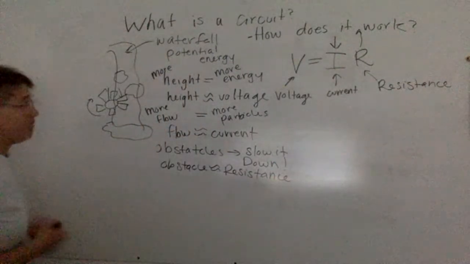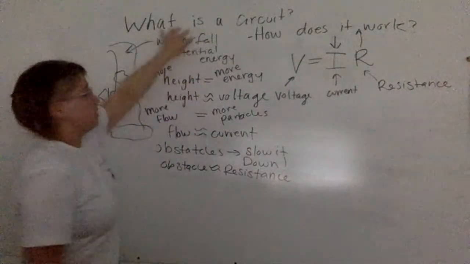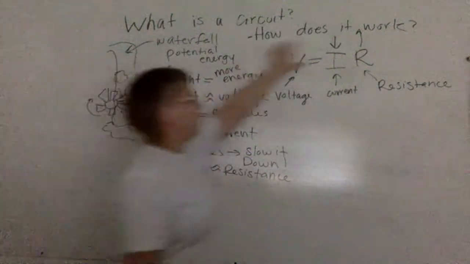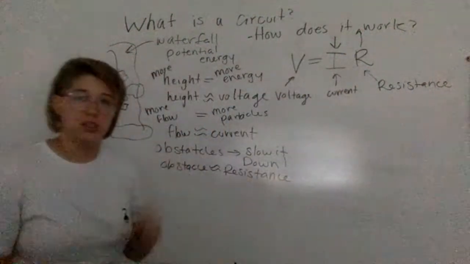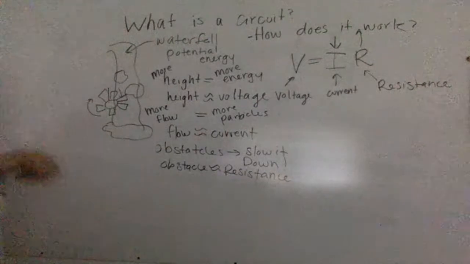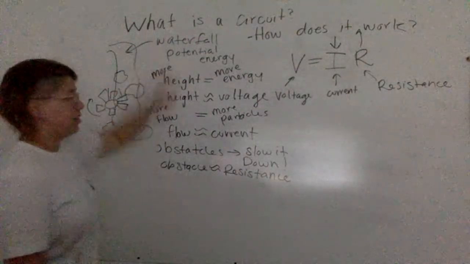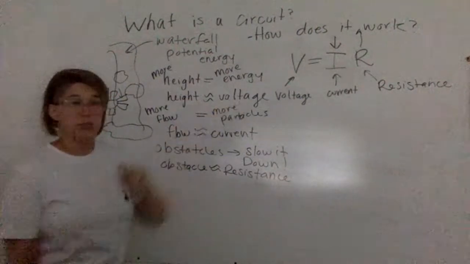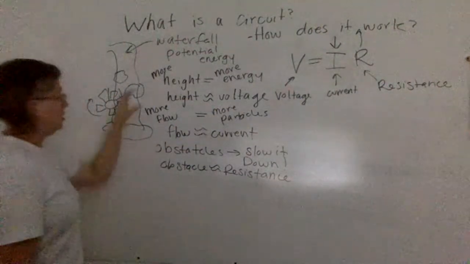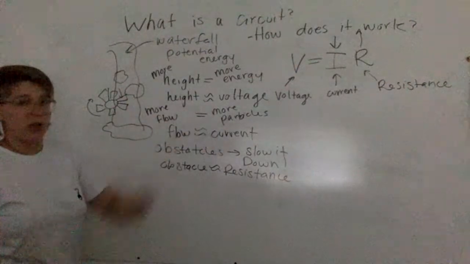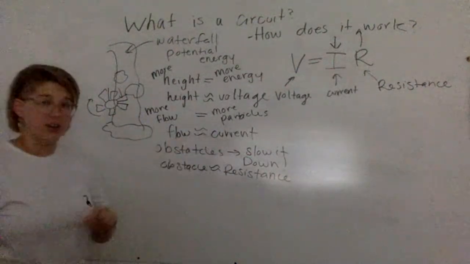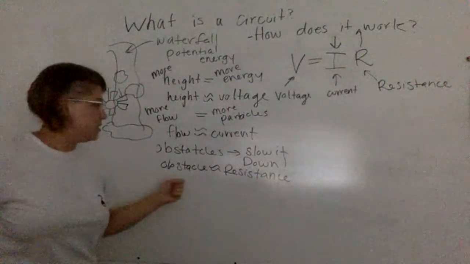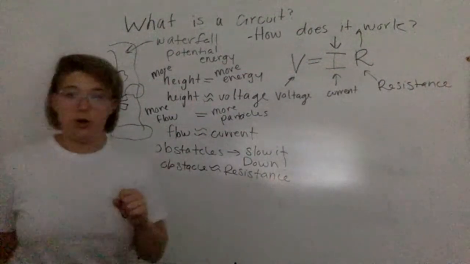So again, quick review. Hopefully you learned what a circuit is as far as a wire, battery, and something obstructing the path. How does it work as far as our voltage, current, and resistance? We have here our waterfall analogy, where the higher our waterfall is, that means it has more energy, and therefore more height means more voltage. Same thing, more flow, more particles, that's our current. And any obstacles in the way act as resistance, and they cause it to slow down.